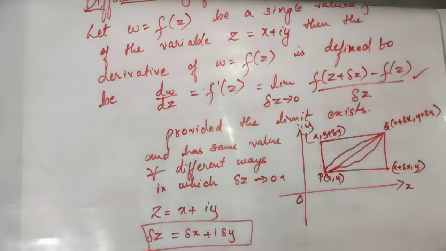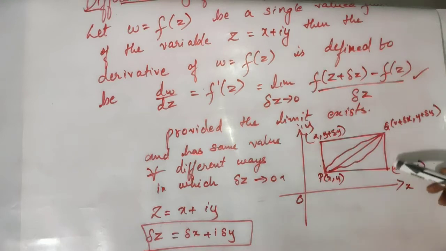What do you say? Similarly, if I take a parallel line along the x-axis through P, it will be like this. Similarly, if I consider a parallel line along the y-axis, or the imaginary axis, what will it be? There will be no change in x, but there is a change in y. So I can write that point as x, y.